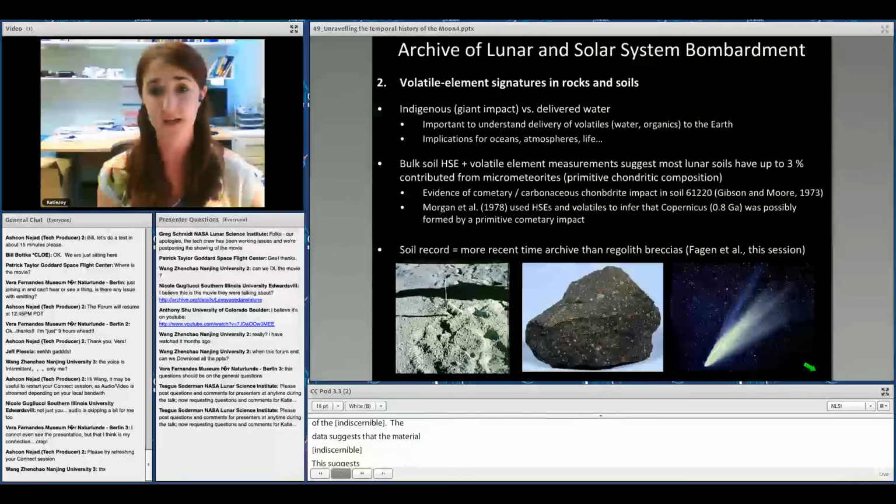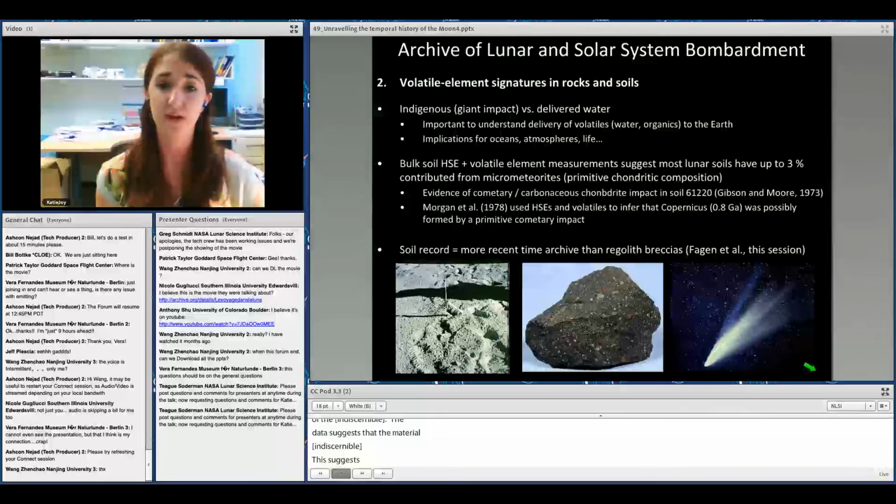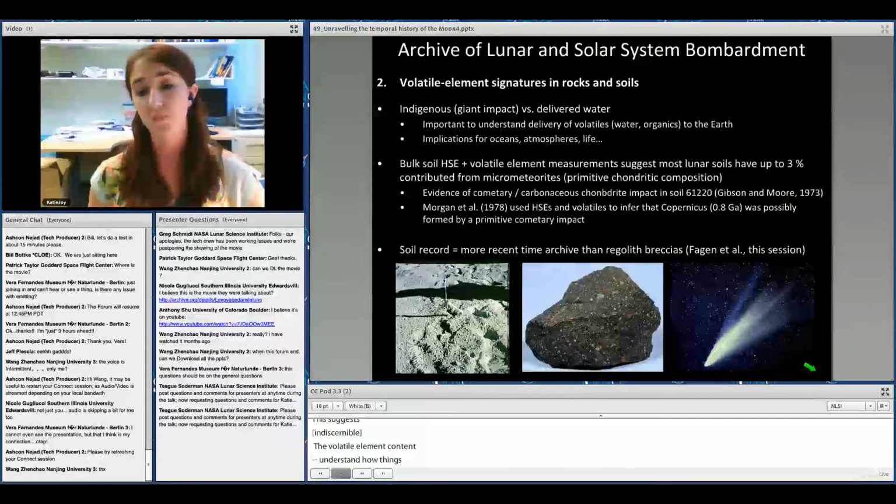We can also study the volatile element content and compare this with the highly siderophile element content of the lunar regolith itself to understand how volatiles such as hydrated meteorites and comets were delivered to the lunar regolith. And looking back in the past a little bit, Everett Gibson and colleagues suggested that there's evidence of cometary or chondritic impacts in some of these lunar soils. There are several groups now, like that at the Open University, that are trying to address this issue in a little bit more detail.